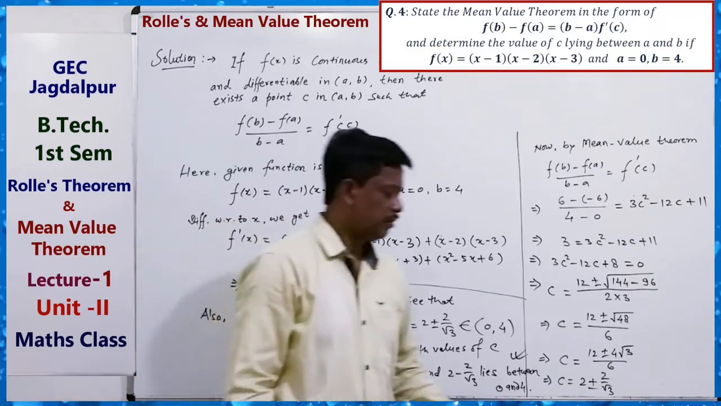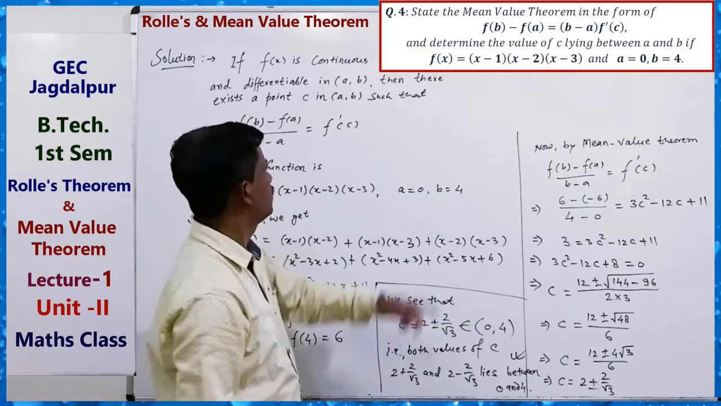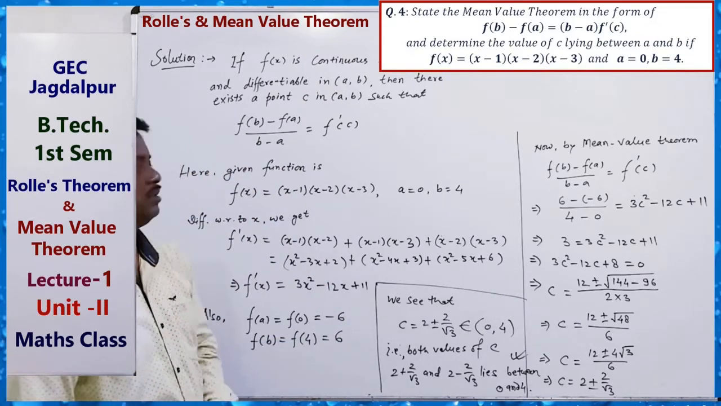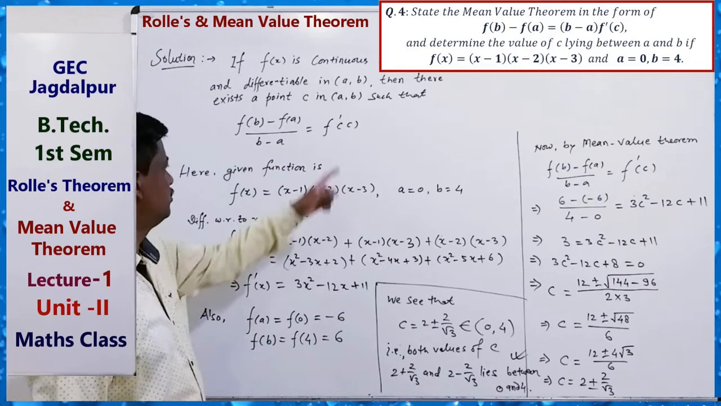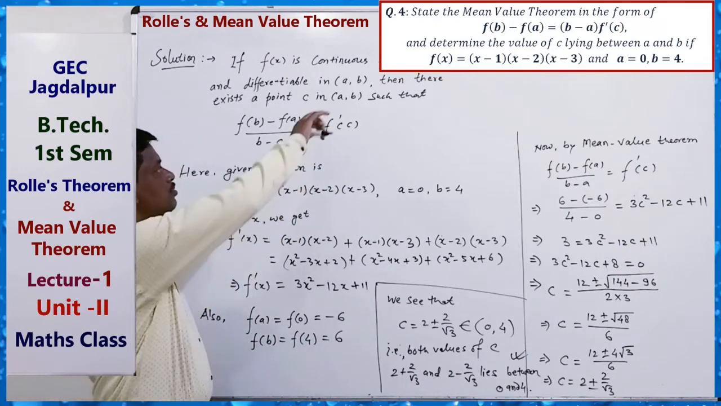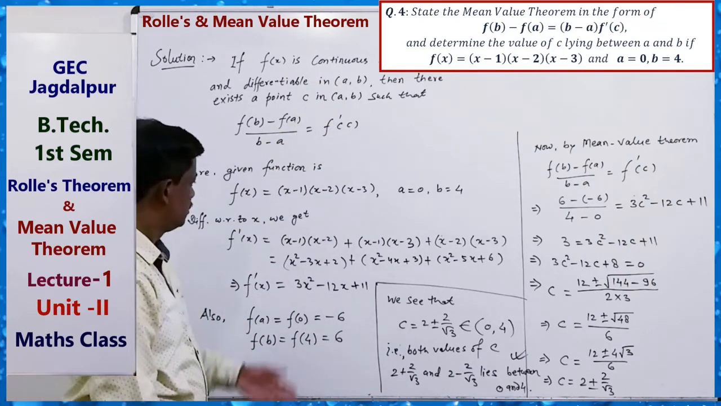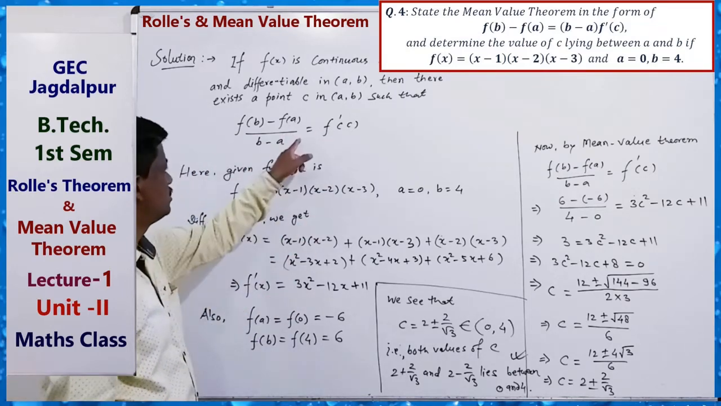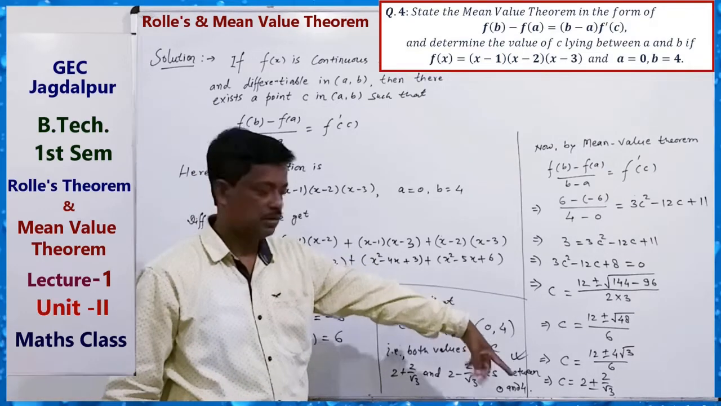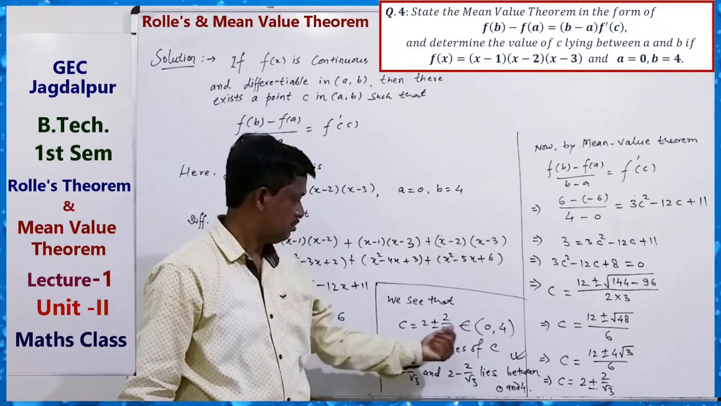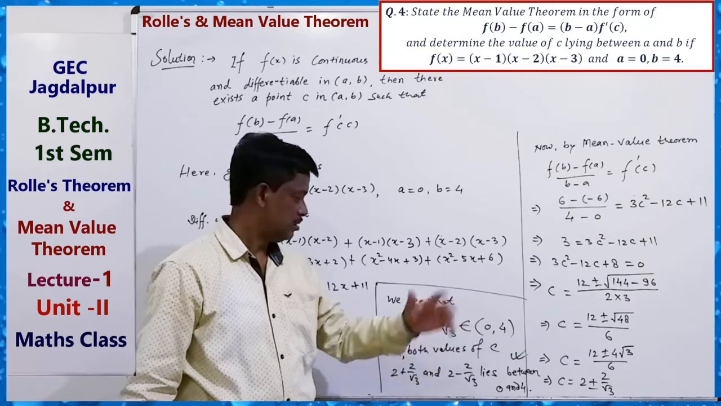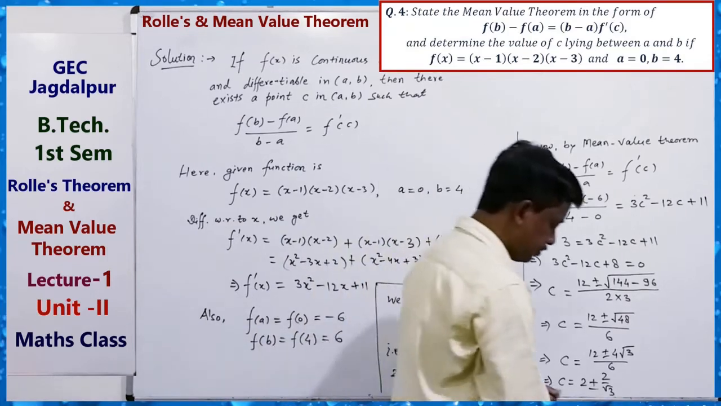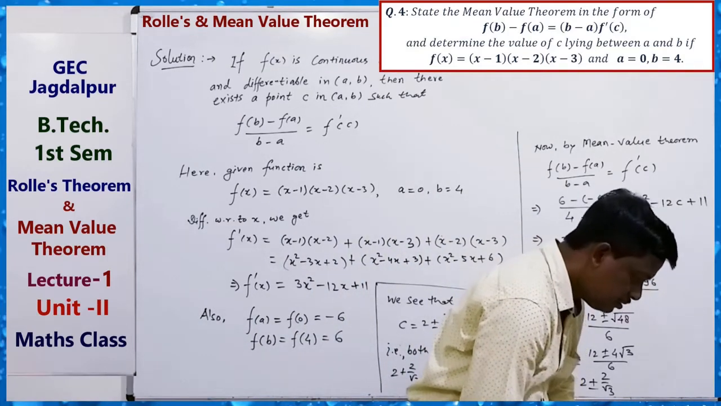So for a given function, just check whether these two conditions are satisfied, then we can use the Lagrange mean value theorem formula and find the value of C in between A and B. Just find the derivative, find values and use this relation. We can get the value of C. Just see whether C belongs to the interval or not. Okay. So these are questions related to this.